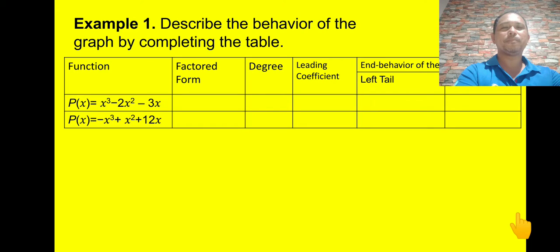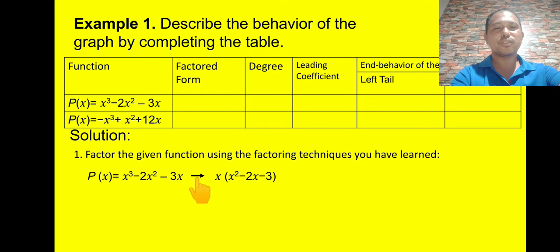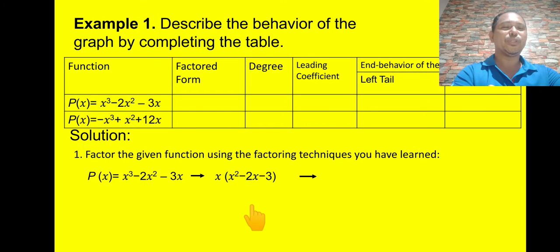So we have here the factored form, degree, leading coefficient, left tail, right tail. Number 1, solution: factor the given function using the factoring techniques you have learned. Okay, observe. Why is there an x? Because both terms have an x. Then the remaining factor, we are going to factor using trial and error. Then the final answer we got here.